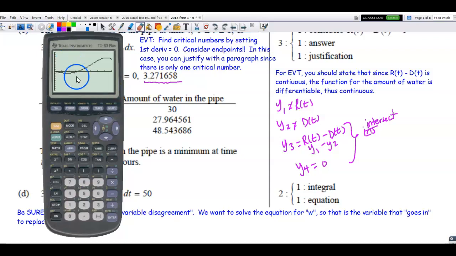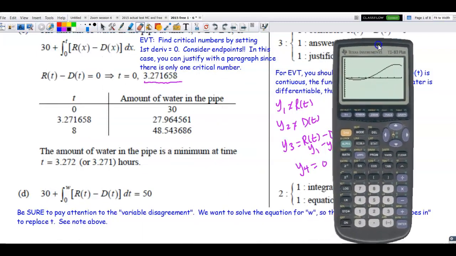Then you have to continue on to say from 3.272 to 8, the derivative graph, or r of t minus d of t, more specifically, is positive. Therefore, the amount of water in the tank or in the pipe is increasing. So, and this is the important part, there is more water at t equal to 8 than there is at t equal to 3.272. Now you have declared, and you've compared both endpoints, and they're in your conversation, that the absolute minimum occurs at x equal to 3.271. That's one way to do it because there's only one critical number.